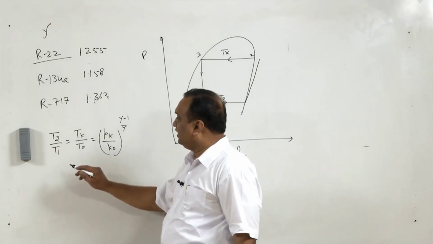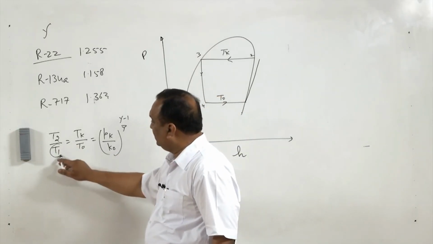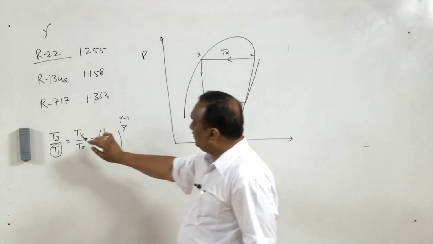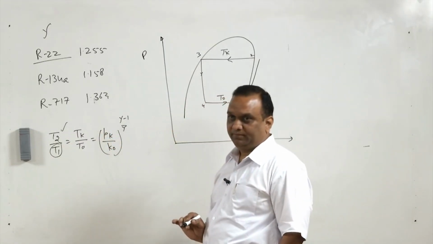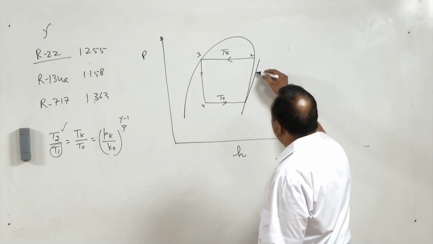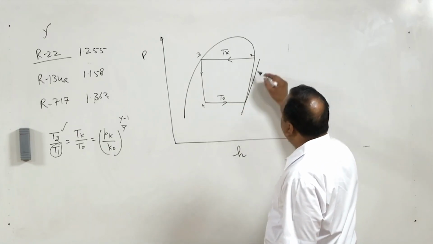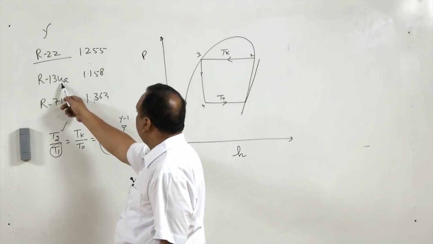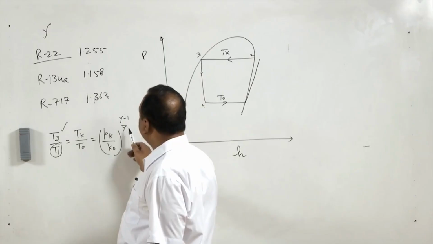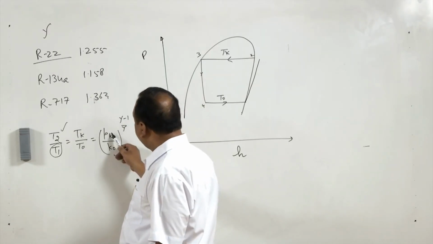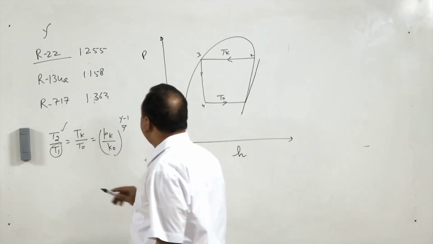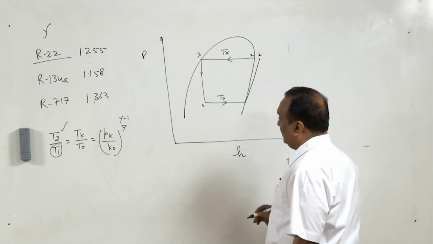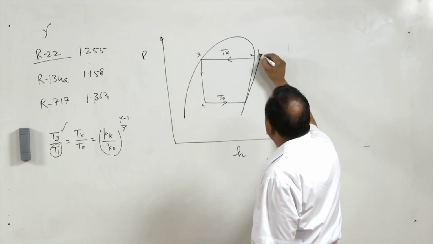When this ratio increases, with T1 fixed, meaning the temperature of the vapor coming from the evaporator is fixed, the temperature of the vapor leaving the compressor increases. It means the slope of this curve reduces. So if we take, for example, R134A, if the value of gamma is less, this ratio will also be less. In that case, T2 will be somewhere here. This is for R134A.